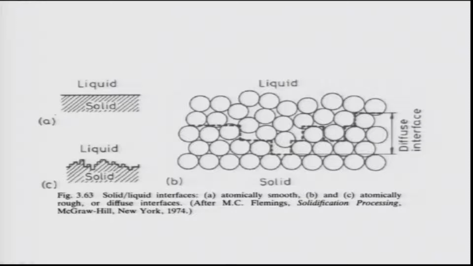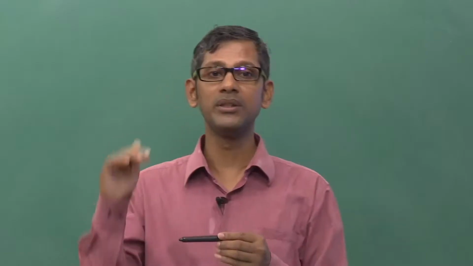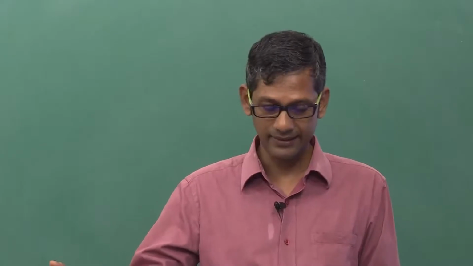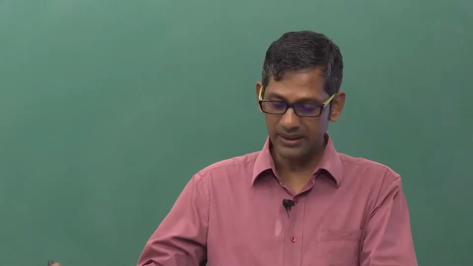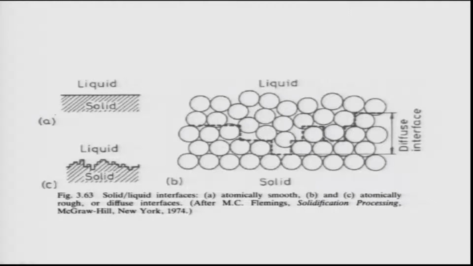These are very confusing terms for the students. Atomically smooth means it's smooth. What do we mean by smooth? With smooth we mean that it's a very nice surface, and rough means a lot of jagged things are there. As you see here, atomically smooth surface is A, and B and C are atomically rough and diffuse interfaces. So let us first discuss B, which is basically a diffuse or atomically rough surface.